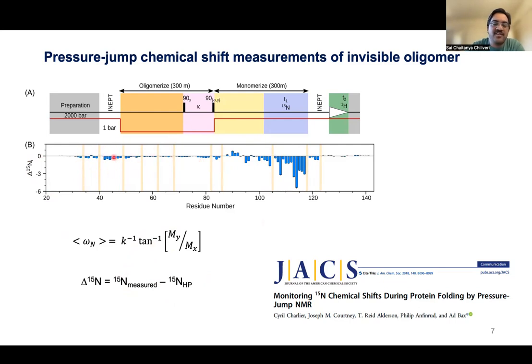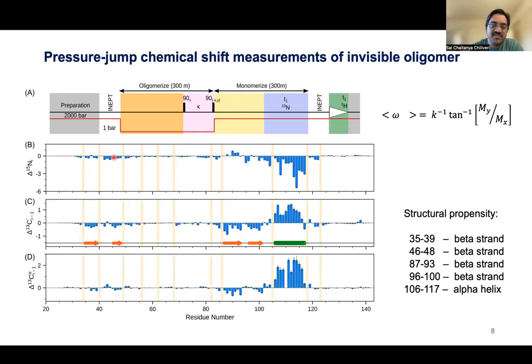To obtain more specific secondary structural features, we extended the experiment by collecting the carbonyl and C-alpha chemical shifts, which are shown in panels C and D. Positive deviations of the chemical shifts indicate that the protein can adopt an alpha helical structure, whereas negative chemical shifts suggest a propensity for the formation of beta strands.